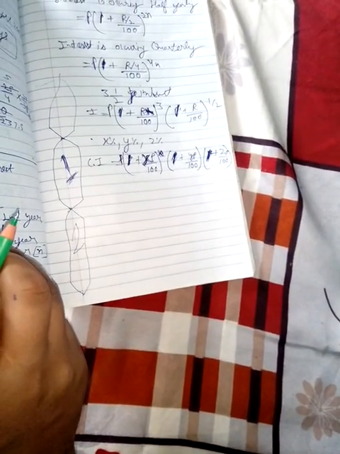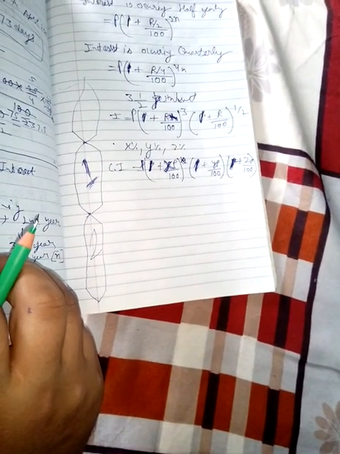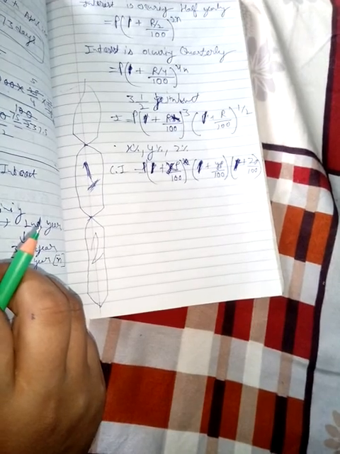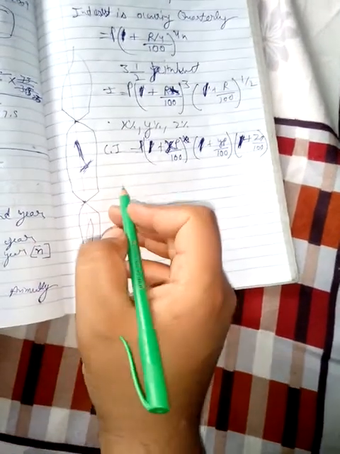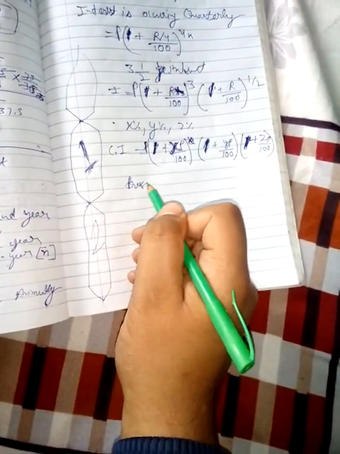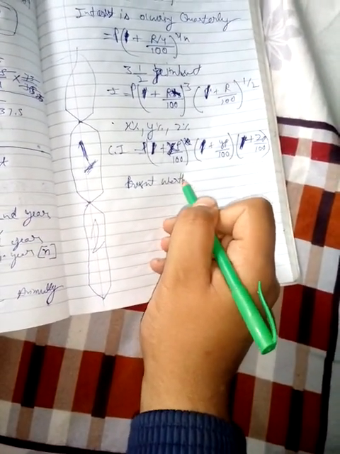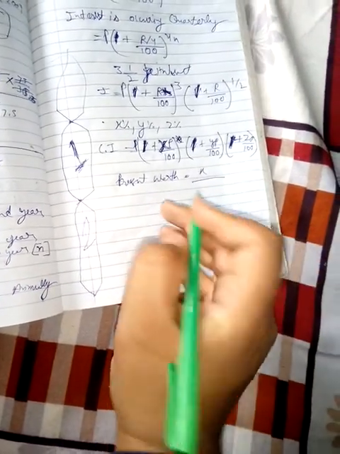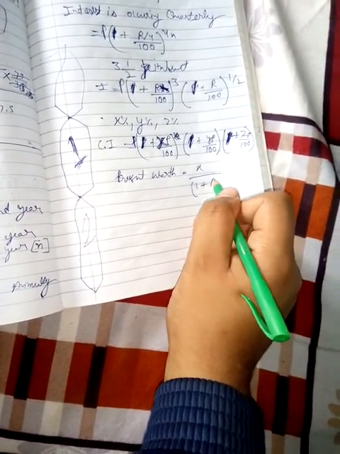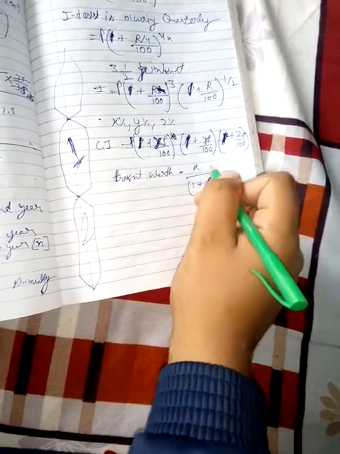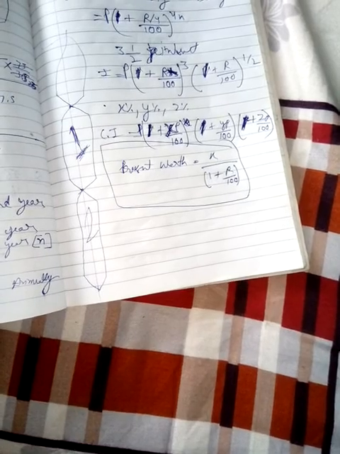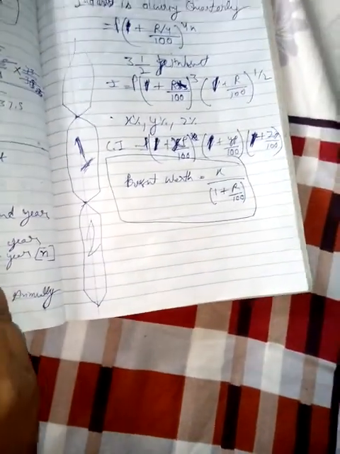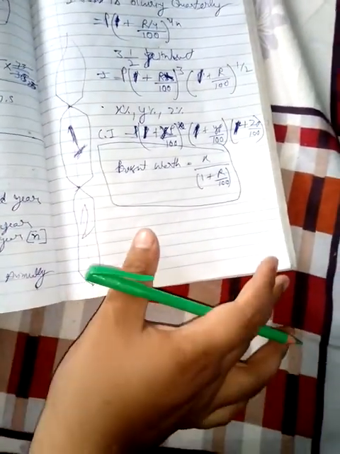Okay, so if you need to find present worth of something, and rupees x are due for n years, then it is given by this. So that is the present worth. So let us solve two problems based on compound interest.